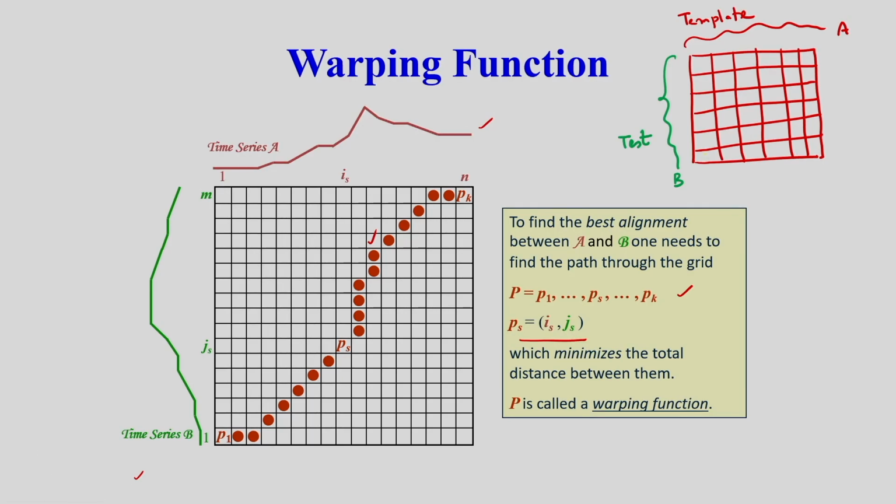So, I can find the correspondence between the template A and the test trajectory B. Suppose this is the alignment between A and B that we can find, that is the warping function. So, the best alignment we can find based on the distance between the time series A and the time series B. So based on this, we can recognize a particular gesture.